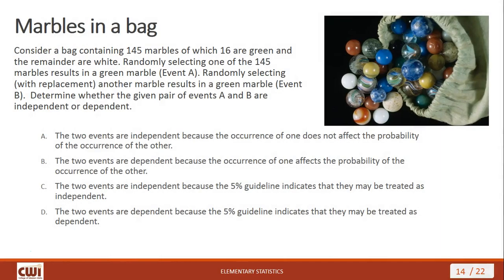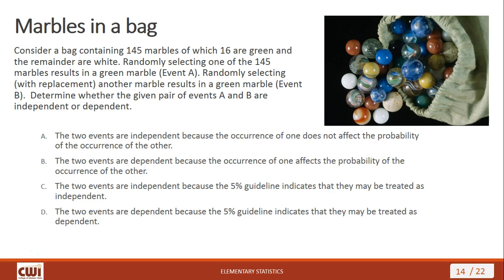Here's another example. Marbles in a bag. So let's suppose we have a bag of marbles that contains 145 marbles. 16 of the 145 are green, and the rest of them are white. So let's say that randomly selecting one of the 145 marbles, we get a green marble that comes out. We're going to call this event A.